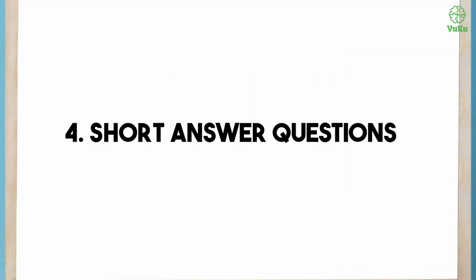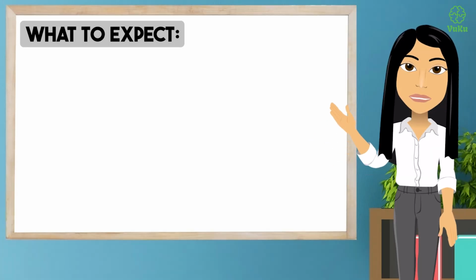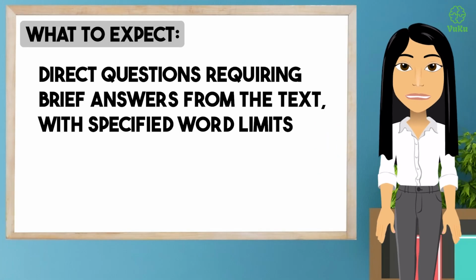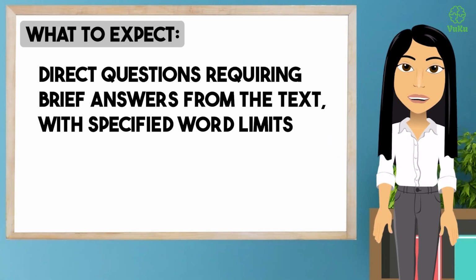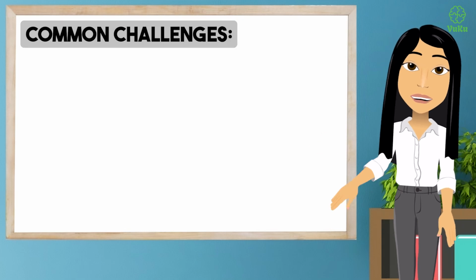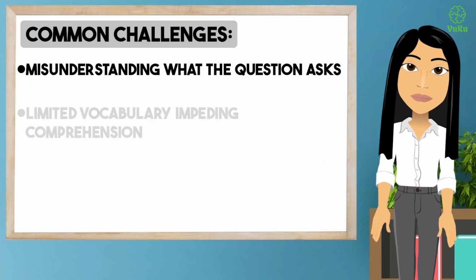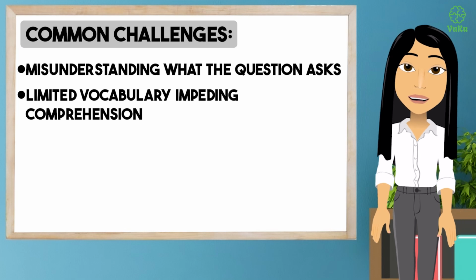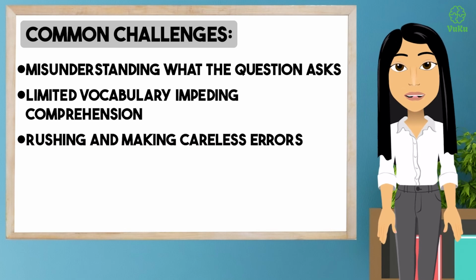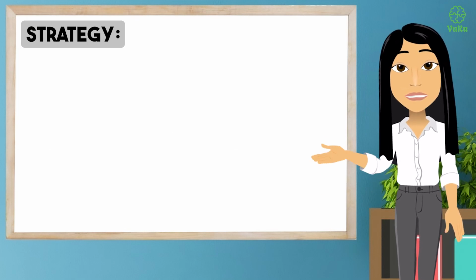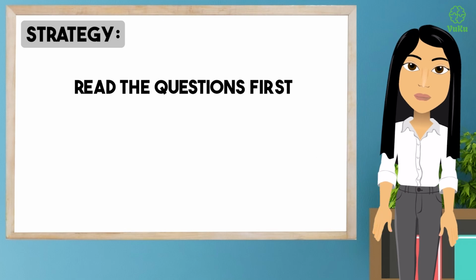4. Short answer questions. What to expect: direct questions requiring brief answers from the text with specified word limits. Common challenges: misunderstanding what the question asks, limited vocabulary impeding comprehension, rushing and making careless errors. Strategy: read the questions first.